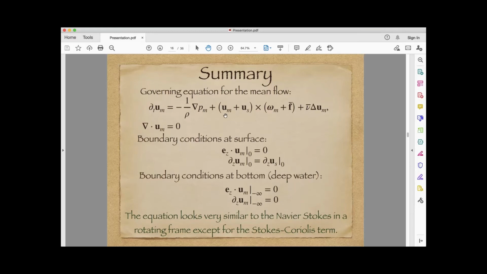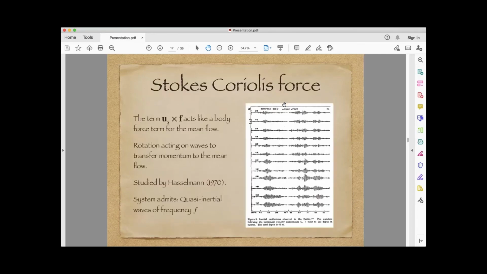Omega_m is the vorticity of the mean flow velocity field, the curl of u_m, so it's related to u. But Us cross f is totally not related to the velocity field. So it's like an external forcing, and this is what I'm referring to as the Stokes-Coriolis term. You have an external forcing in the system, and this acts like a body force on the mean flow. So it drives a flow in the system, and it has some very interesting properties.